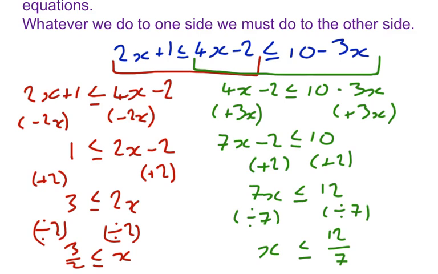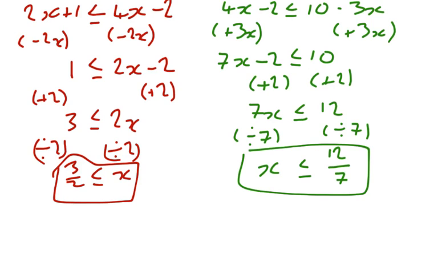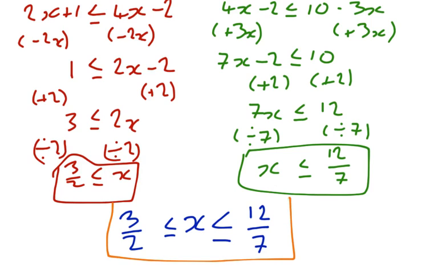We can now combine these two parts, here and here, to make our final answer, which is, in this case, if x is in the middle, it is bigger than or equal to 3 over 2, and it is less than or equal to 12 over 7. And that is our final answer for solving this inequality.